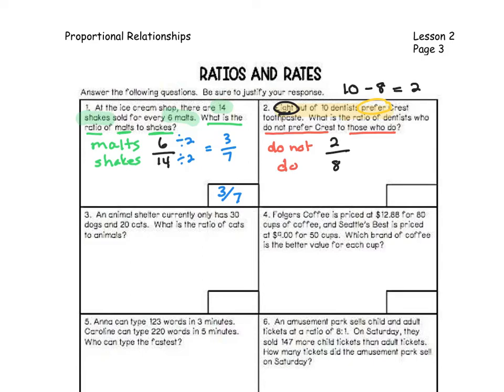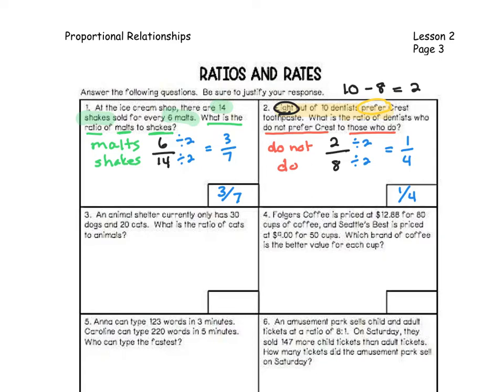So our ratio is 2 out of 8. And again, since these are even numbers, that means they can be divided by 2, giving us 1/4. So 1 dentist does not like Crest compared to 4 that do.